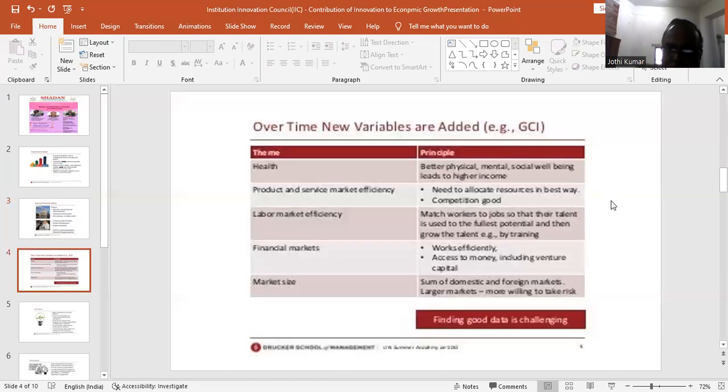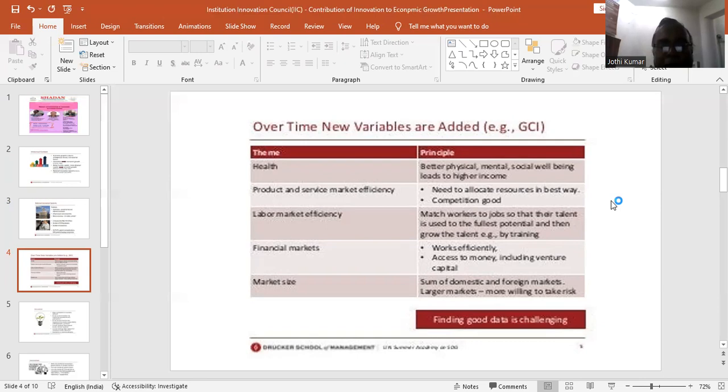So national growth and development depends upon health, product and service market efficiency, labor market efficiency, financial markets, and market size. These are the attributes, the variables of growth. So what is the principle behind that? Health is social well-being, leading to higher income.